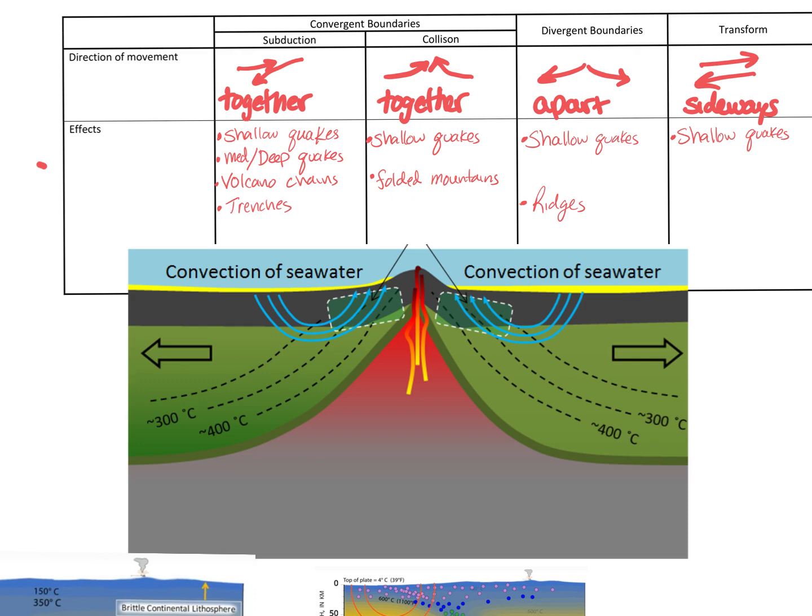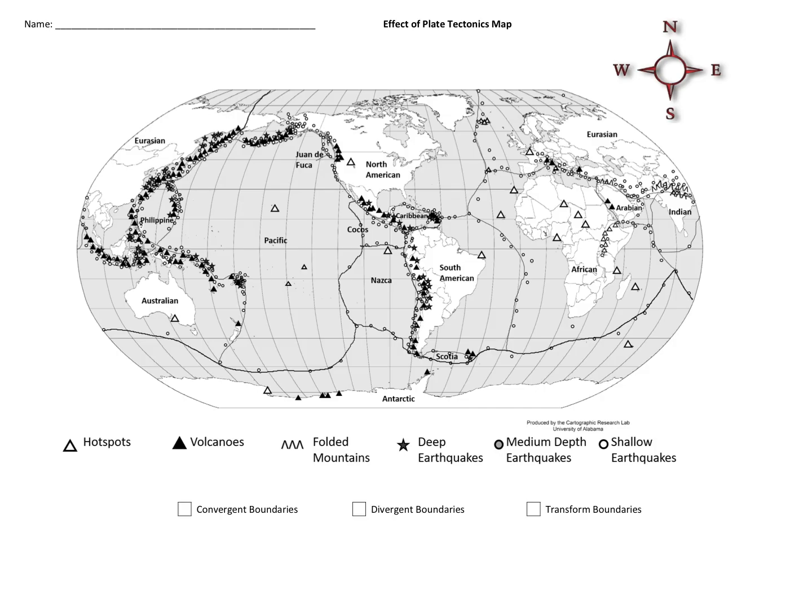Finally, when we get to transform boundaries, they also have shallow quakes because, once again, it's only cool enough to be brittle near the top, and that's where they're touching each other to build up stress and cause an earthquake. So it's not real easy to tell from just the effects of seismic activity there, but we can tell by the arrows. And I will give you an example of that momentarily.